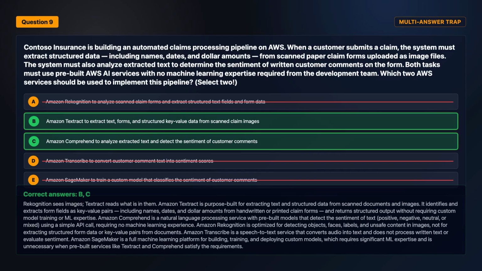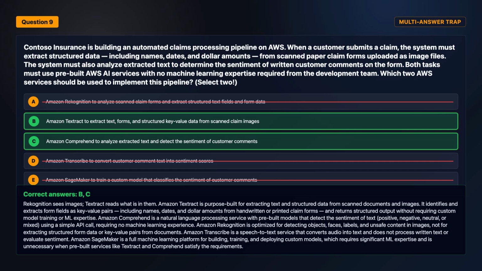The correct answers are option B and option C. Recognition sees images. Textract reads what is in them. Amazon Textract is purpose-built for extracting text and structured data from scanned documents and images. It identifies and extracts form fields as key value pairs, including names, dates, and dollar amounts from handwritten or printed claim forms, and returns structured output without requiring custom model training or ML expertise.